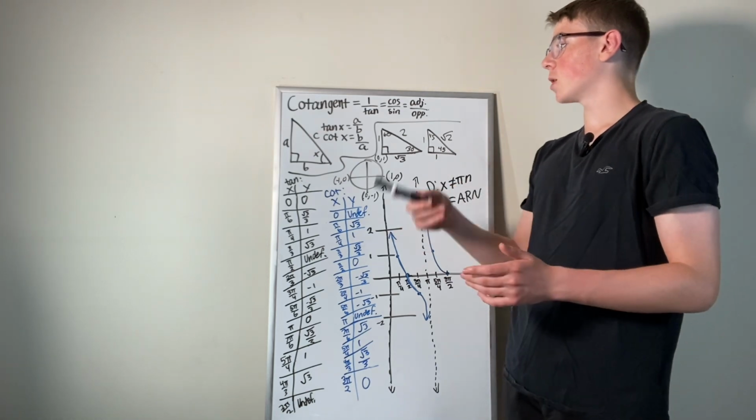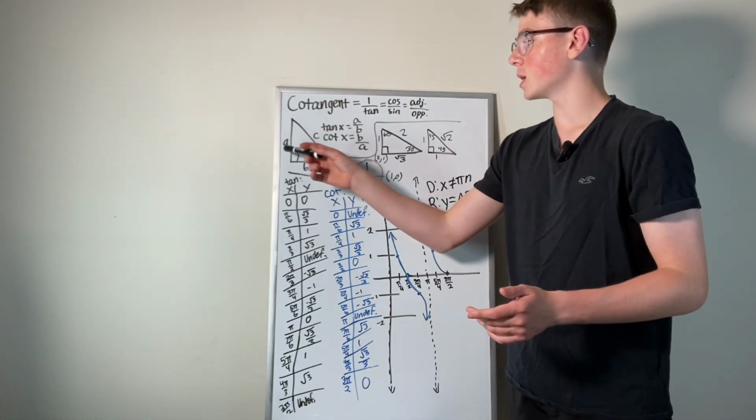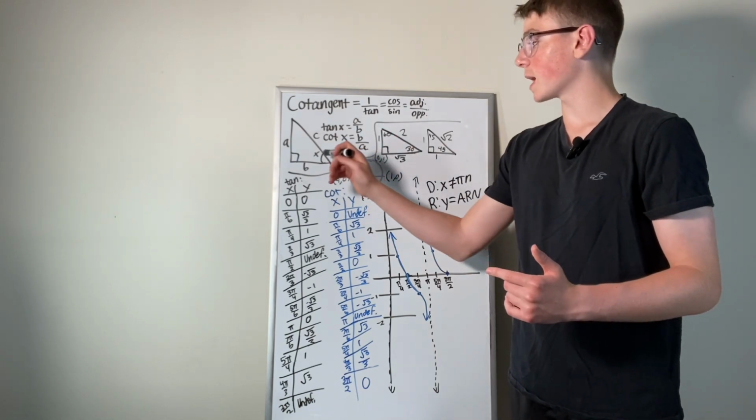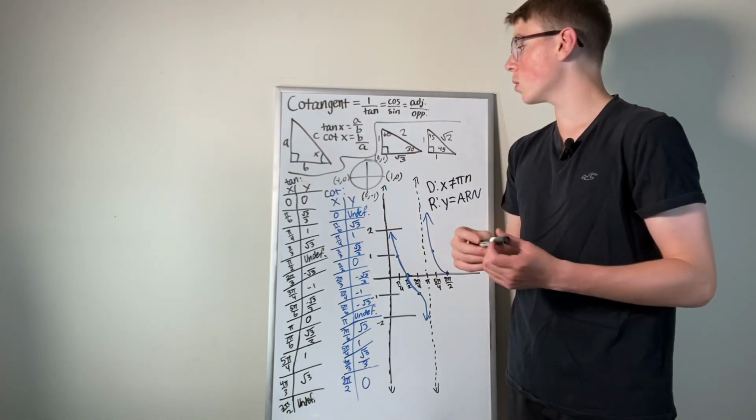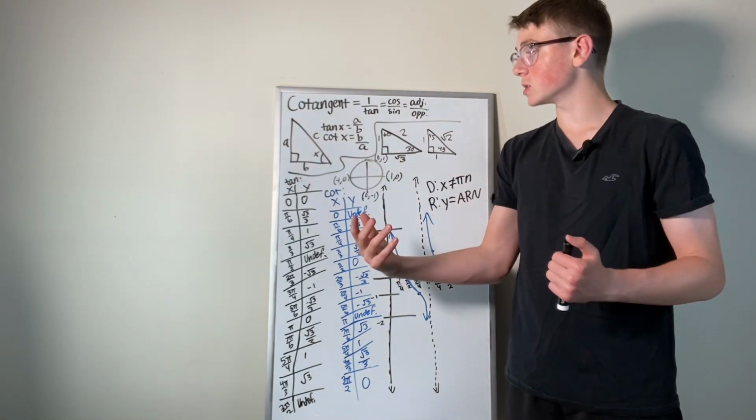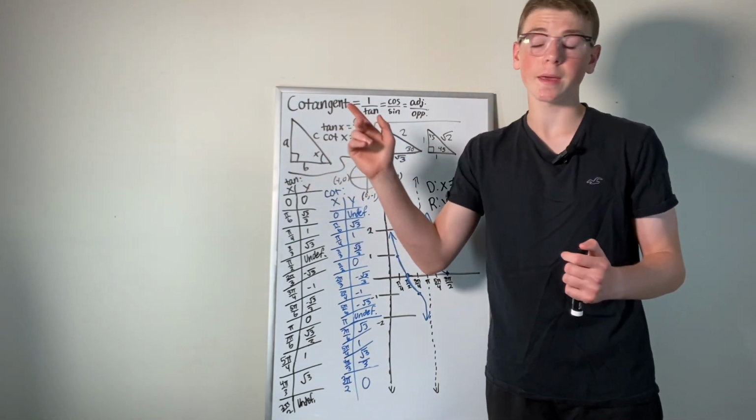So if we look at our right triangle here with legs labeled A, B, and hypotenuse C, while we are looking at angle X here in the bottom right corner, we would say tangent of X is A over B, but cotangent of X is B over A.